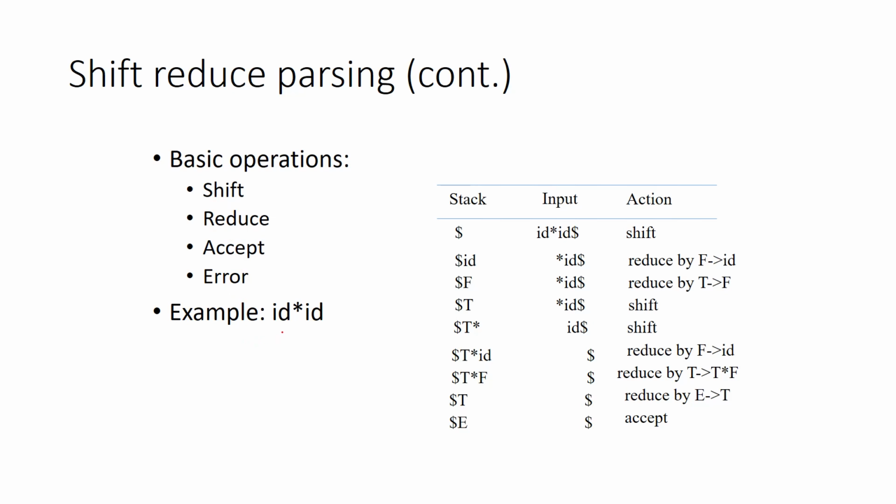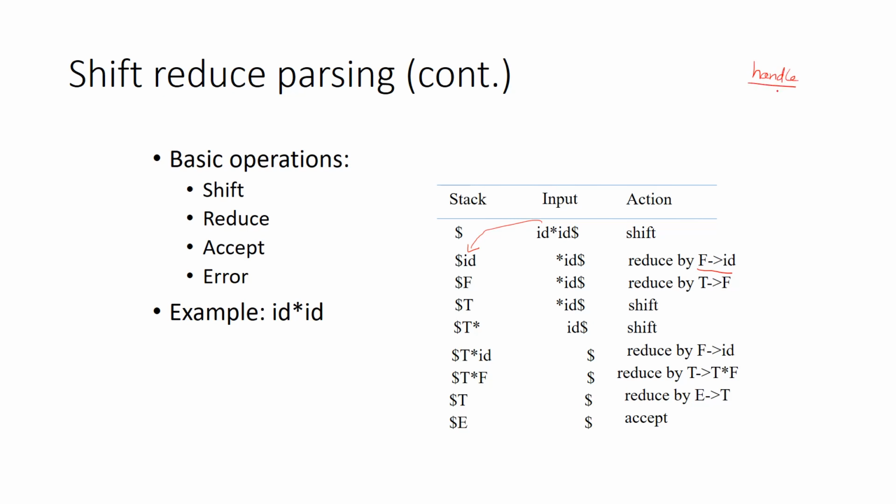The same example we will consider is id star id. So we start with id star id. Initially we push dollar into the stack. Now the first operation is pushing this symbol, id, into the stack. And now when we see id, there is a reduce step here, because this id is what we call a handle.